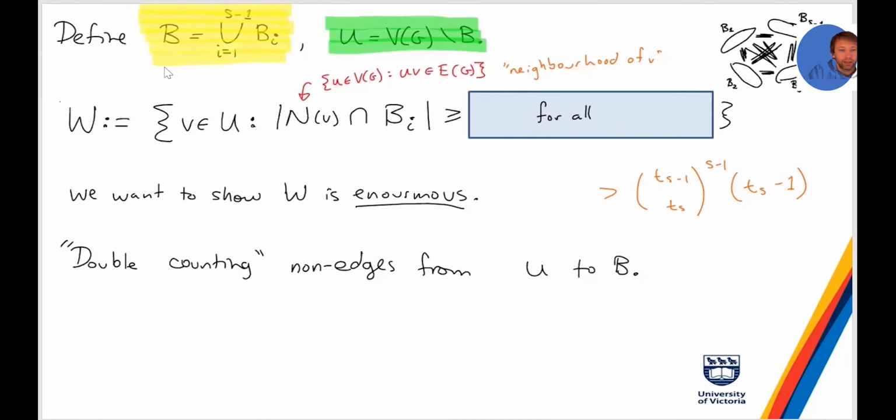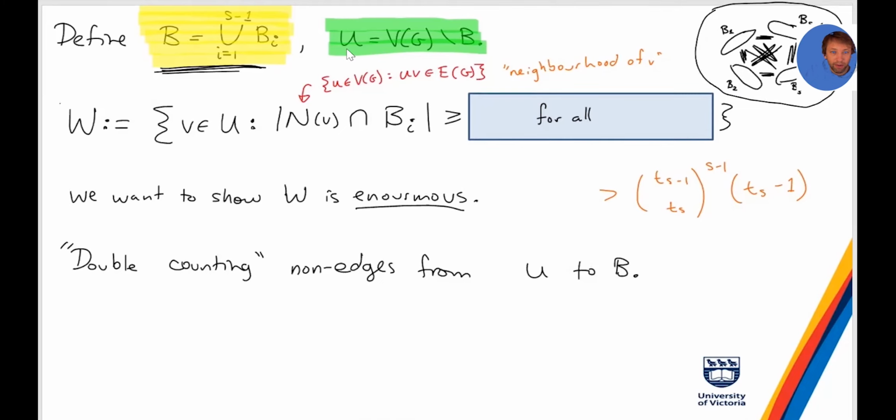Okay, so let's look for this set of vertices. I define B to be the union of the S minus 1 parts, so this is just the union of the vertices. I let U be the vertices of G minus B. U kind of stands for unused, right? So far, those vertices are unused. And I want to basically use them.